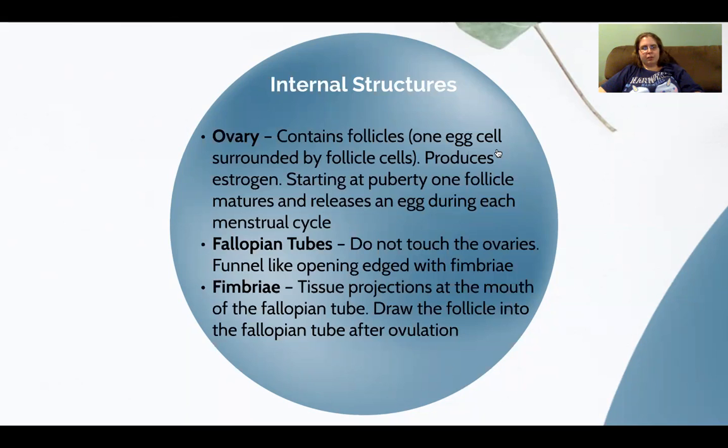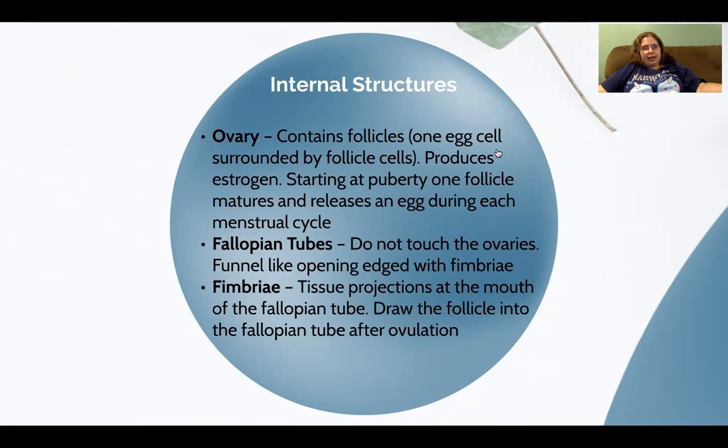Starting at puberty, one follicle matures and releases an egg during each menstrual cycle. So what that is saying is, well, first of all, there are 2 ovaries, one on each side of the female body. And each month, once puberty hits and the girl goes through sexual maturity, one of the ovaries will release an egg, will go through ovulation. And typically it actually alternates. So one month it'll be the left ovary, the next month it'll be the right, then left, then right, or however.